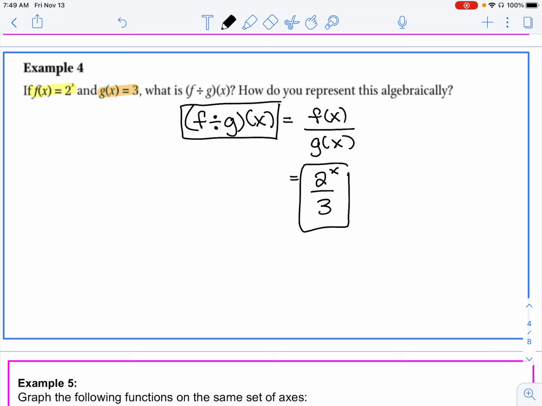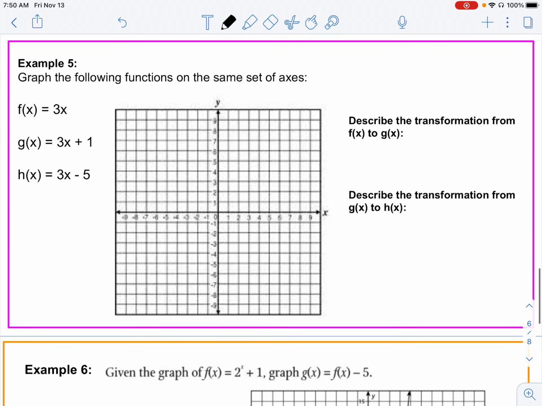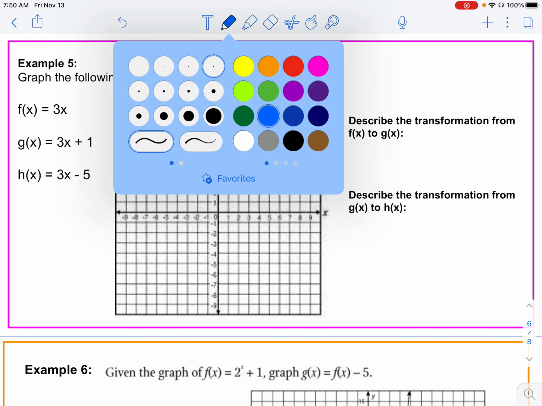So this is all of the algebraic representations of these functions. Now let's look at some graphs. So example 5 says graph the following functions on the same set of axes. So the first one is f of x, which equals 3 to the x power.